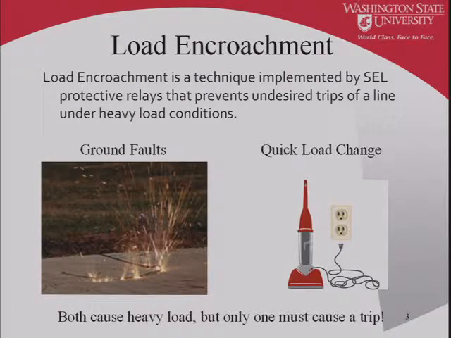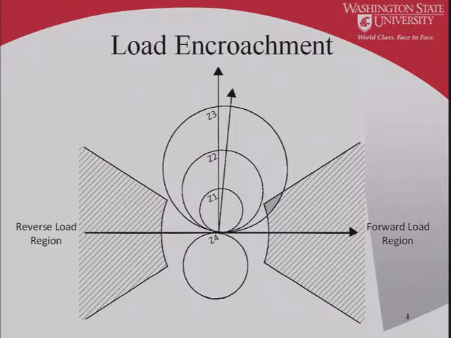But first, load encroachment is a technique implemented by SEL relays. It's a collection of 6 settings that enable the relay to semi-intelligently distinguish between ground faults and a quick load change. Both of these events, the ground fault, there is a power line on the ground, and quick load change, heavy industrial equipment, or, if everyone in the house turned on the vacuum cleaner at once, you'd have something that looks like a load encroachment happening, but only one of those has to cause a trip. This is what the graph looks like.